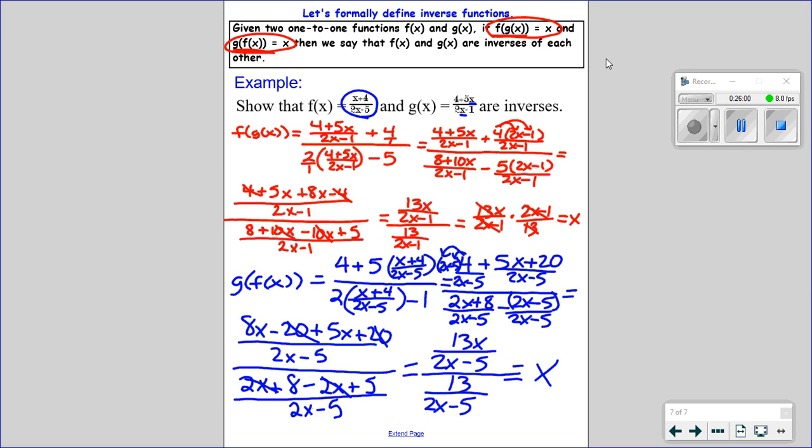All right, so you guys, we showed that f and g are in fact inverses of each other by finding both compositions and showing that they both simplify to equal x. That wraps up inverse functions. We'll definitely practice this in class tomorrow, but just keep in mind that inverse functions switch x and y, switch your input and your output.